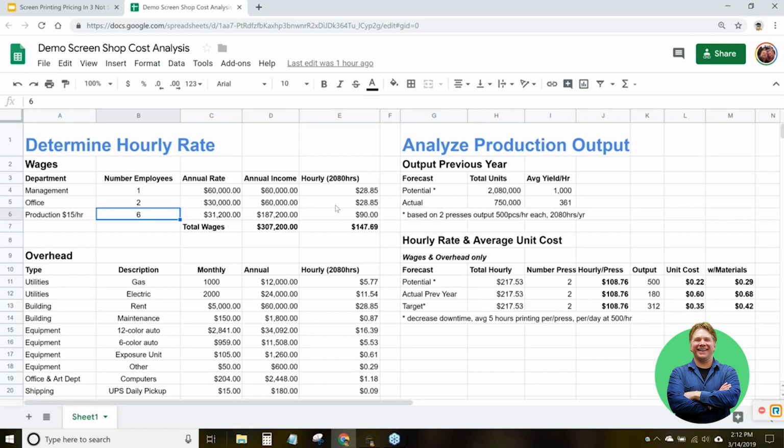So I broke this apart into, again, I don't know the size of your shops, but it would apply to anything. In this case, I'm looking at a scenario with 2 automatic presses. And we've got to list our wages. So I've listed wages. We've got management. We've got some office workers.